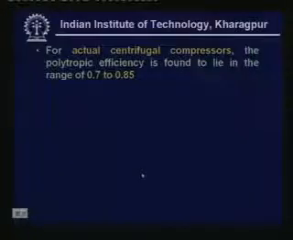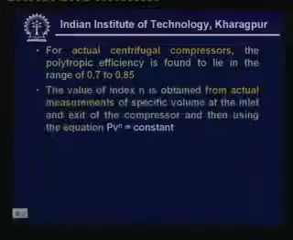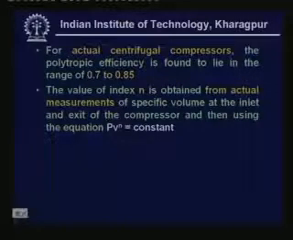For actual centrifugal compressors, the polytropic efficiency is found to lie in the range of 0.7 to 0.85. As I said, this is obtained from experiments, and experimental values show that the efficiency lies between 70 to 85%. The value of index n is obtained from actual measurements of specific volume at the inlet and exit of the compressor, and then using the equation PV to the power of n is constant. The actual process will be irreversible, so you really do not know the path of the process.